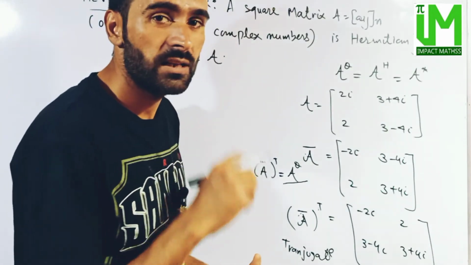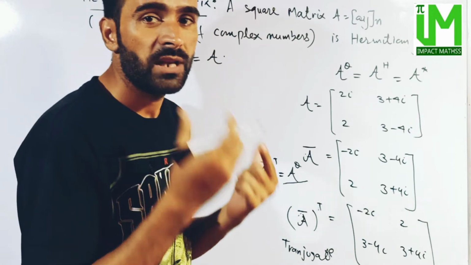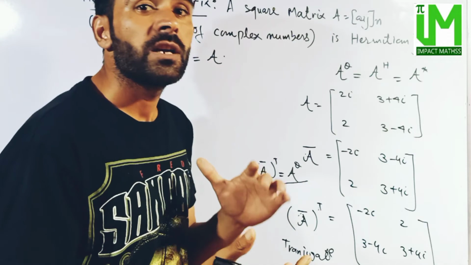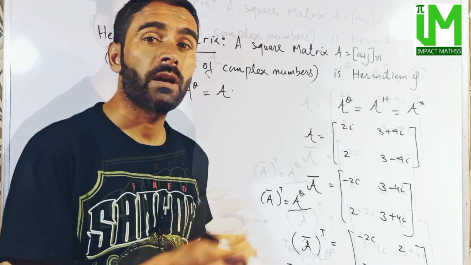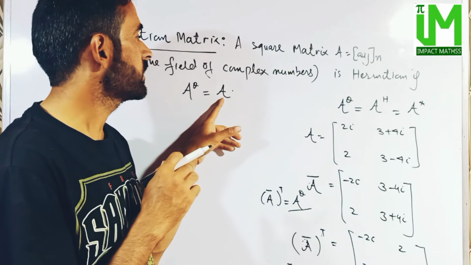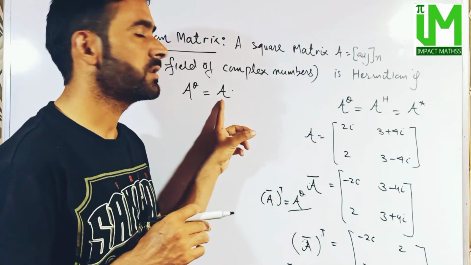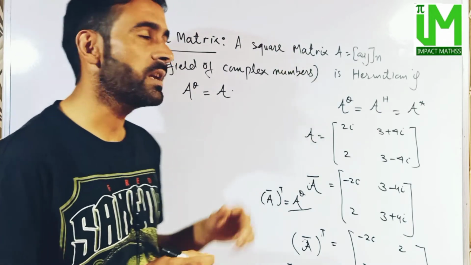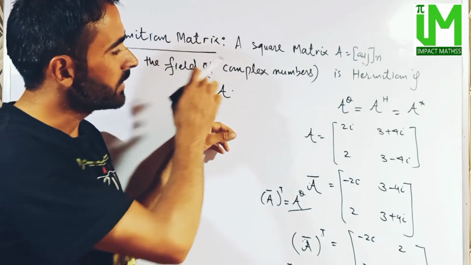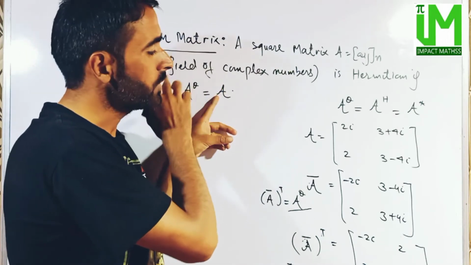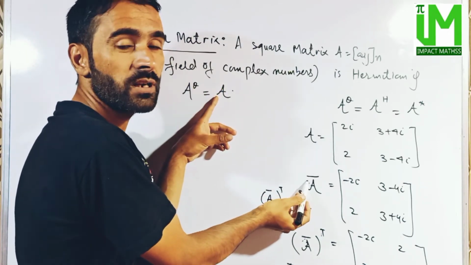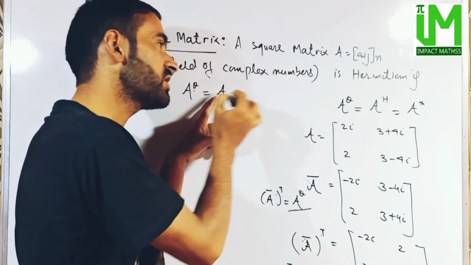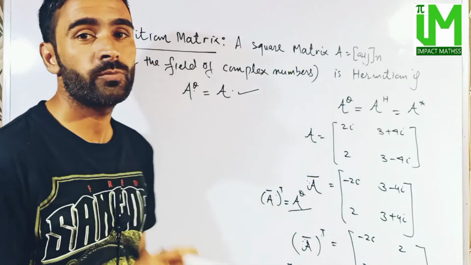What did we do in the transposed conjugate of a matrix? First we had a matrix with complex entries, then we took the conjugate of that matrix, and after taking the conjugate we took the transpose of that matrix. Now A to the power theta is equal to A means when A conjugate transpose equals A itself. So a square matrix A is said to be Hermitian if A to the power theta equals A. So we have a matrix A, we took its conjugate, took the transpose of that conjugate, that will be A to the power theta. If A to the power theta is still equal to A, then the matrix is said to be a Hermitian matrix.